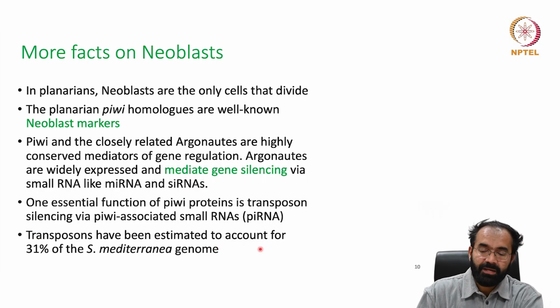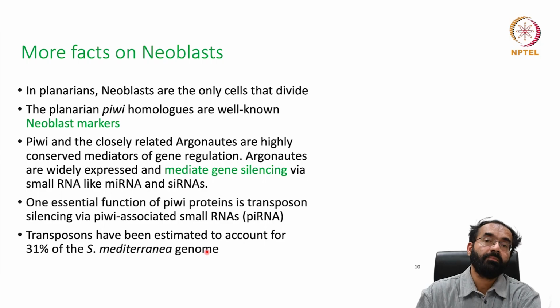Transposons have been estimated to account for 31% of the Schmidtea mediterranea genome. 31% of their genome, that means about one-third of their genome, is made of transposons. What does it tell you? It has the vulnerability to reshuffle and rearrange its genome. Transposons are jumping genes. That means they have a transposase coded in them. They can use the transposase to cut themselves off from the region where they are and insert into a new place. That means the genome is vulnerable to alteration.